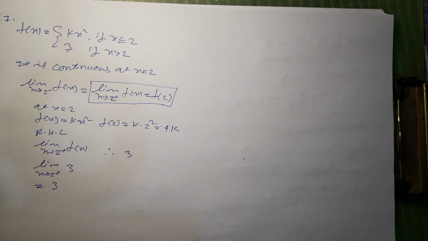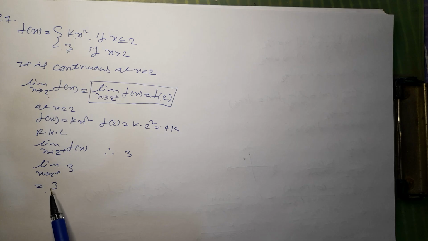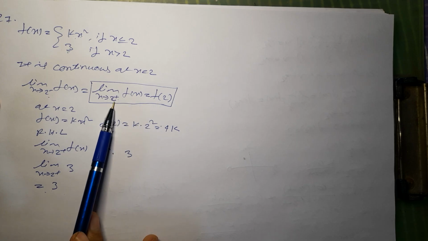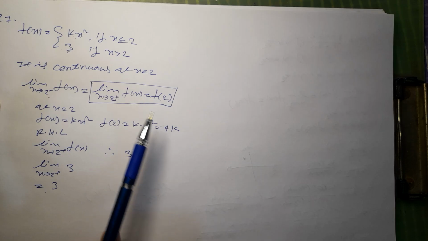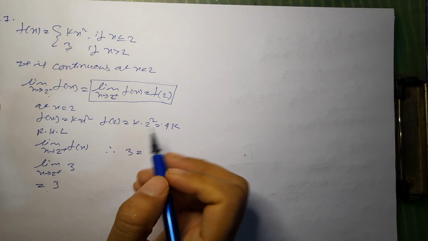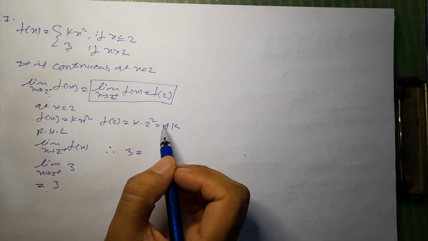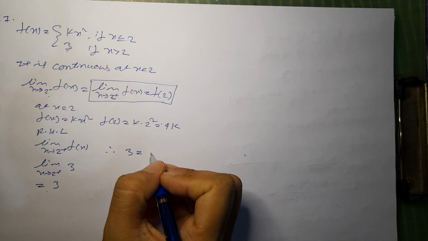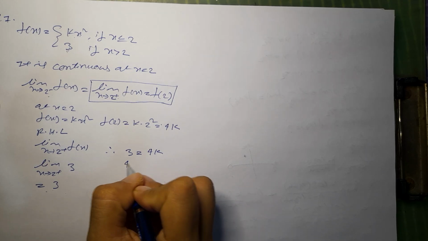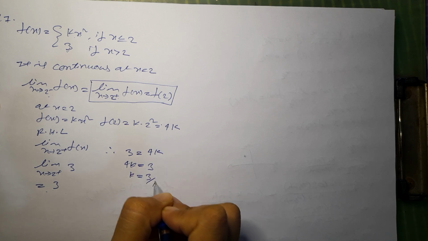Now left f of 2, we got 4k, and right hand limit, that is 3. So the left hand limit equals the right hand limit, which equals f of 2. So this and this are equal, so we will get the value of k. So 3 is equal to the right hand limit, that is 3, and f of 2 is 4k. We need the value of k, that is 4k is equal to 3, k is equal to 3 by 4.